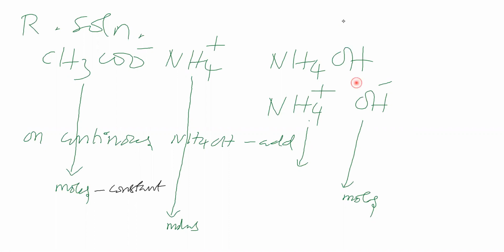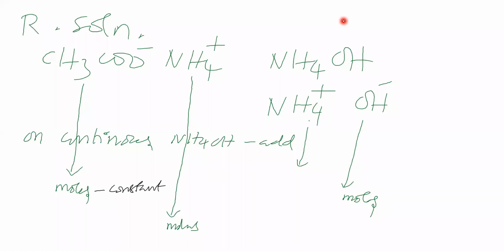This ammonium hydroxide concentration, if you see, is nearly the same. Why nearly the same? Because we are not adding any water. We are adding ammonium hydroxide from the burette, where the solution is constant, 0.1 molar. You are adding it into the vessel, where the equivalence point solution is already there. Due to that, the concentration of ammonium hydroxide changes, but that change is negligible.